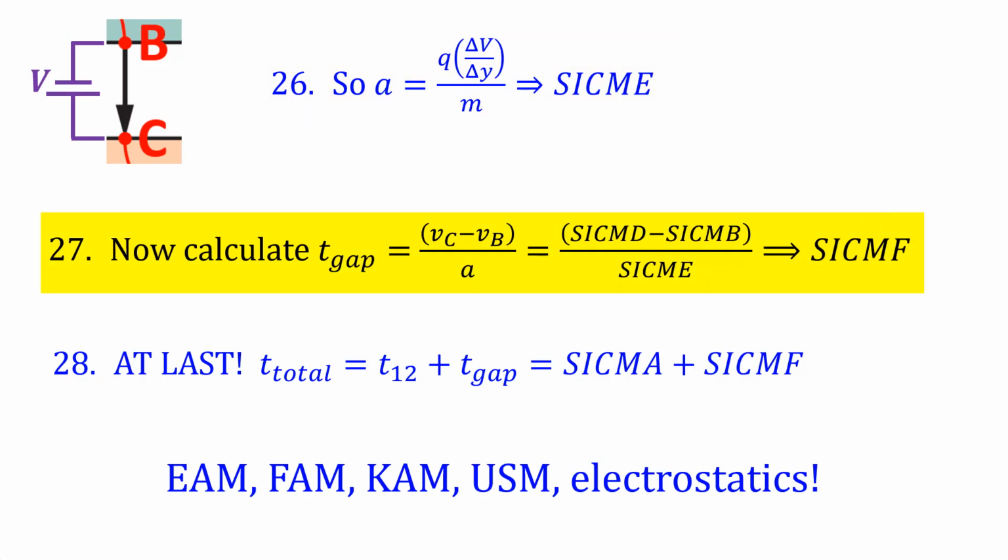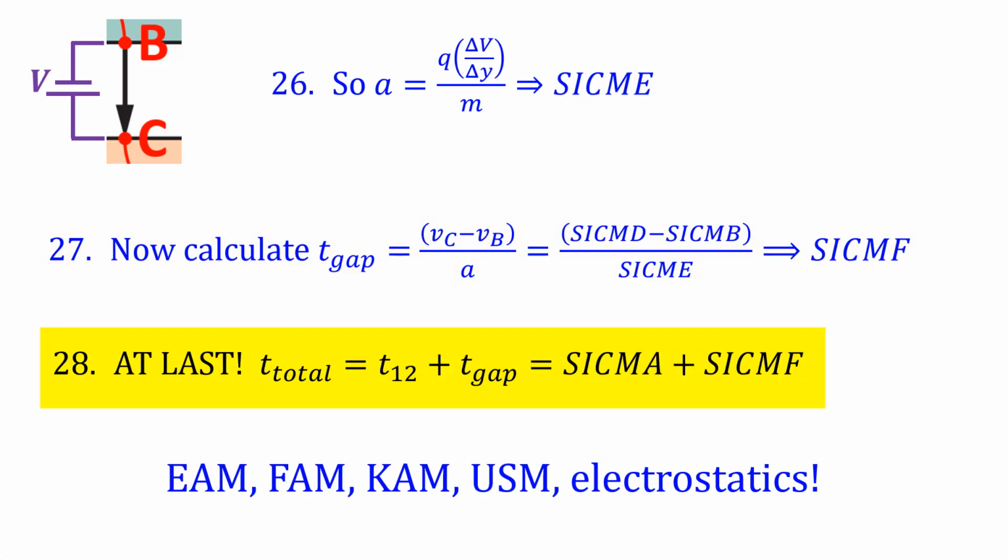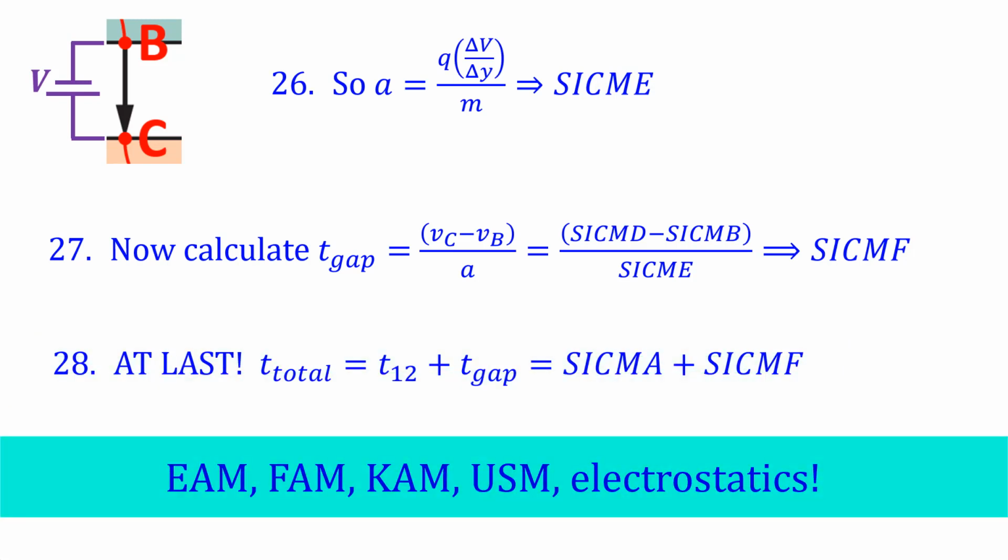Step 27, now I'm able to calculate the amount of time it took the electron to go from point B to point C. And step 28, I'm done. I add up the amount of time it took to go through region 1 and region 2 and across the gap. This is such a great problem because I used the energy analysis method, the force analysis method when I used Newton's second law, the kinematics analysis method, uniform circular motion, and electrostatics.